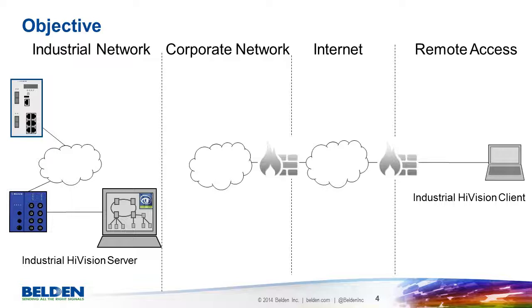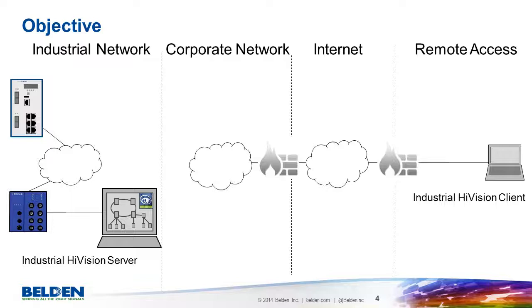Let's start by defining the objective. Here's the scenario. The Industrial HiVision client is running on your laptop, but you are somewhere off-site. There's a network problem, and now you need to connect to your Industrial HiVision server.